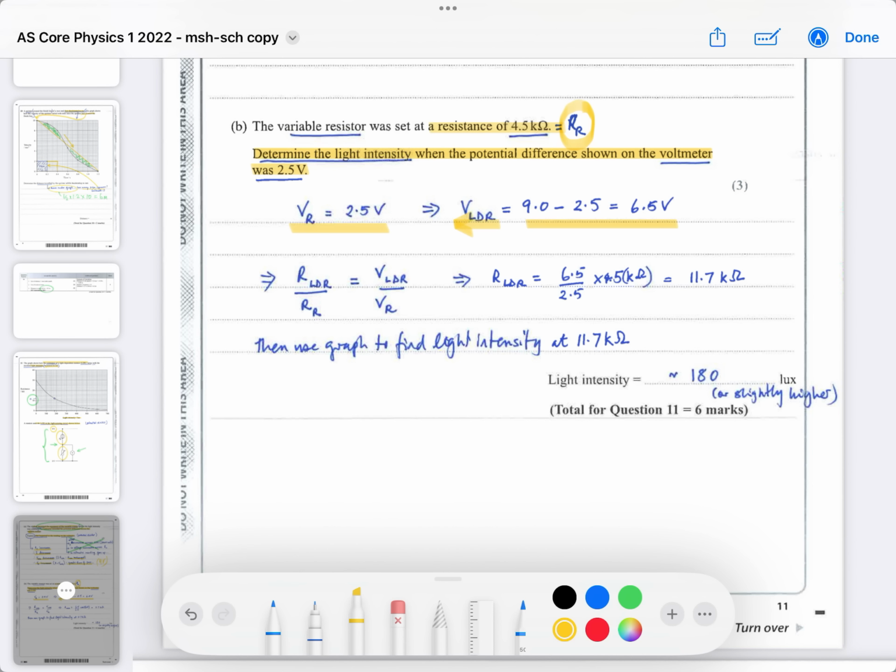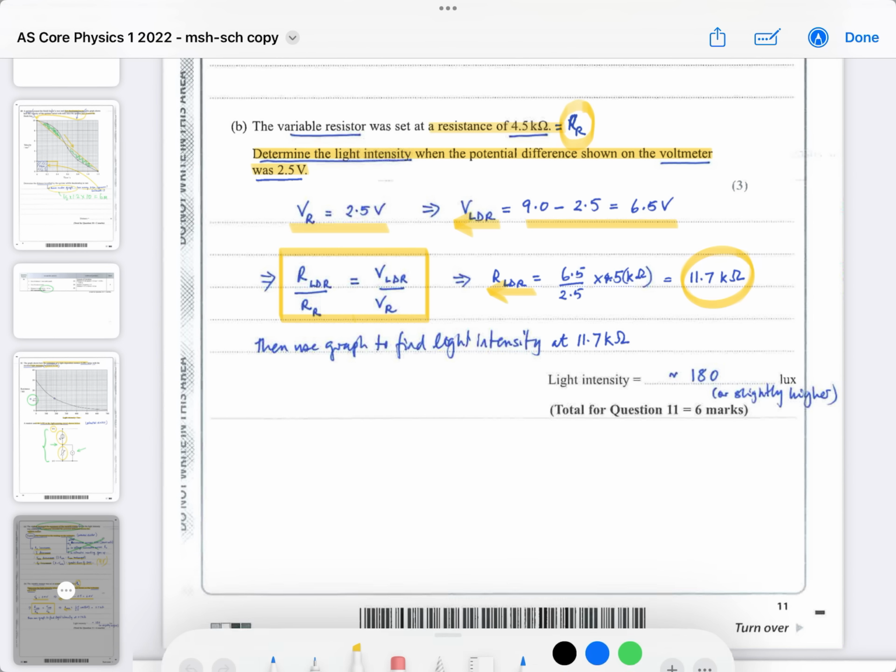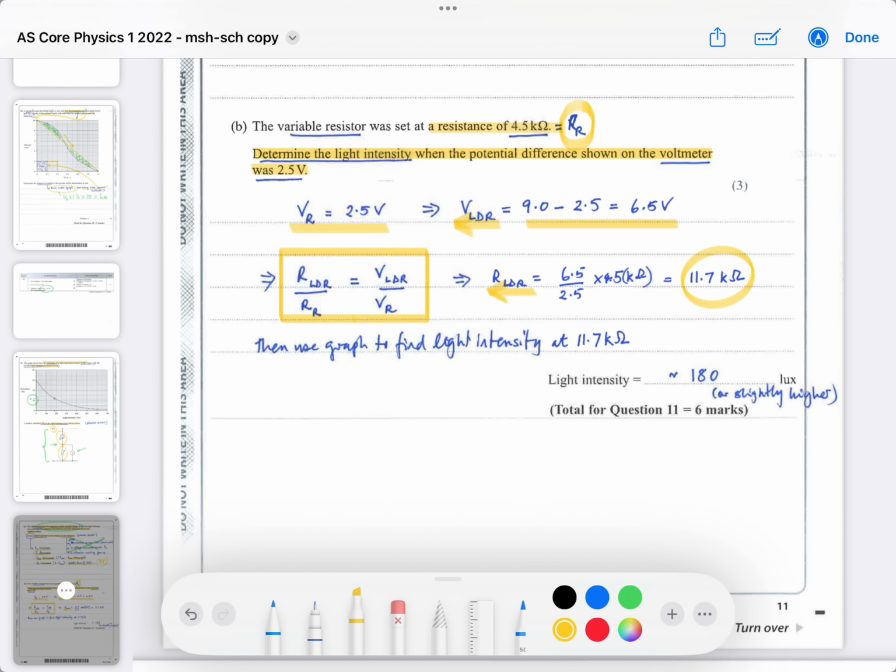Okay, so once we know the two voltages and we know one of the resistances, the ratio of the resistances must be equal to the ratio of the voltages. So the only unknown is the resistance of the LDR. Put the numbers in and you'll get 11.7 kilo ohms. But they want you to determine the light intensity. So you use the graph and find the light intensity at 11.7 kilo ohms.